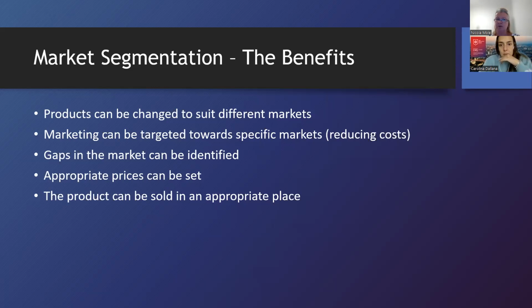Gaps in the market, as we talked about earlier. What can we sell our customers that's not already on offer? You can also set prices that are appropriate for the local conditions. If your price is too expensive and your competitors are cheaper, you're going to have a problem, you're going to lose market share. And the product can be sold in an appropriate place. You want to sell it in the right type of shop so that you get your target customer.